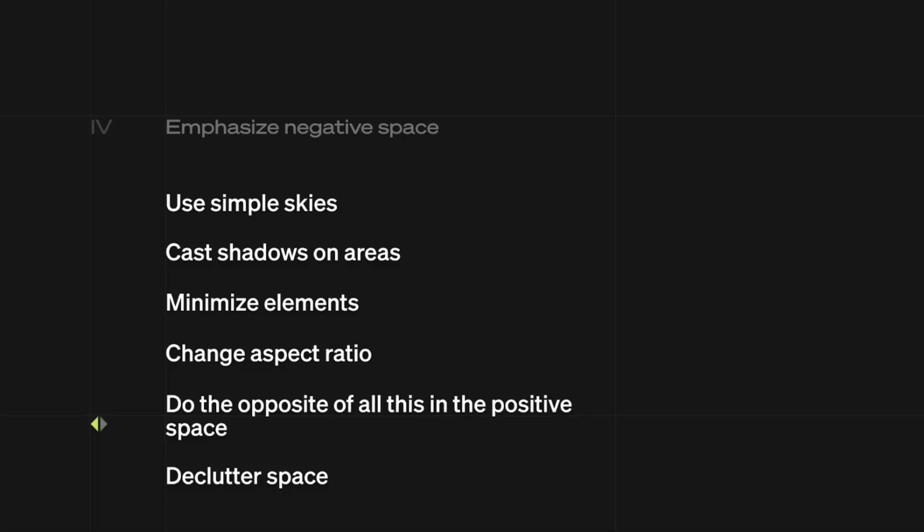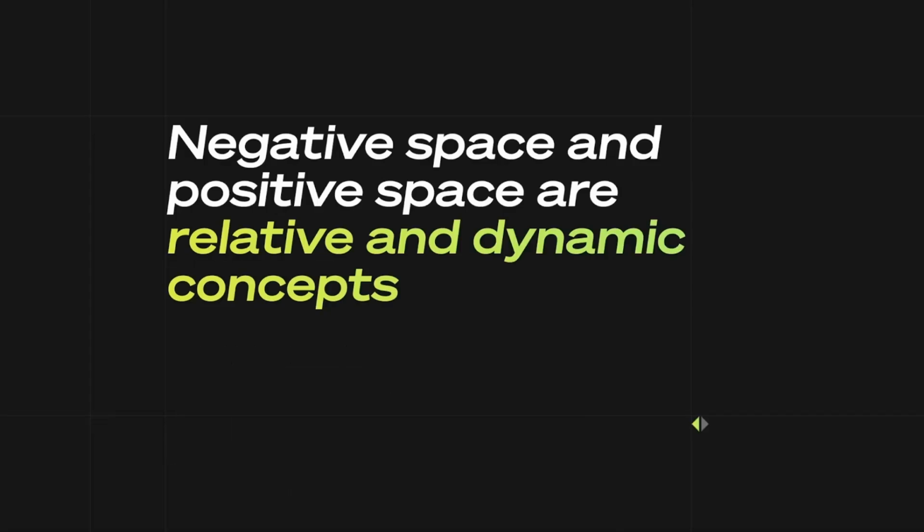And basically I can do the opposite of all this in the positive space. So I can make a stronger sky. I can put elements in the scene. I can add elements, etc. So this is how you can emphasize or minimize negative and positive space.